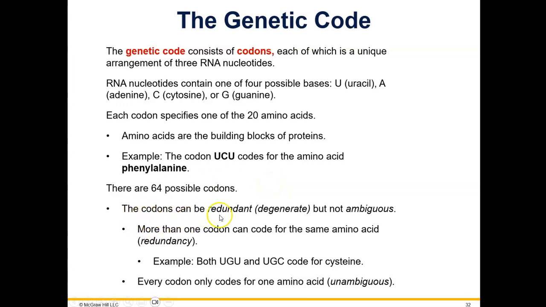So the codons can be redundant or degenerate, and that means that there is more than one codon for each amino acid. Each amino acid has 2 or more codons. But the codons are not ambiguous, which means that each codon codes for only one amino acid. But there can be more than one codon for each amino acid.